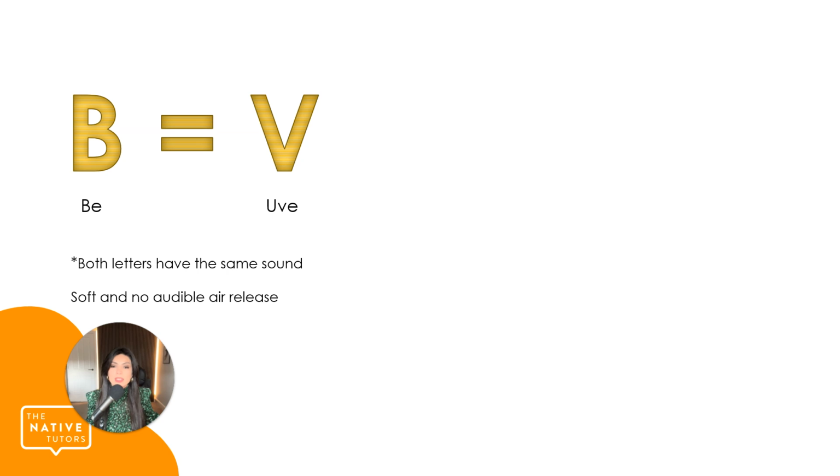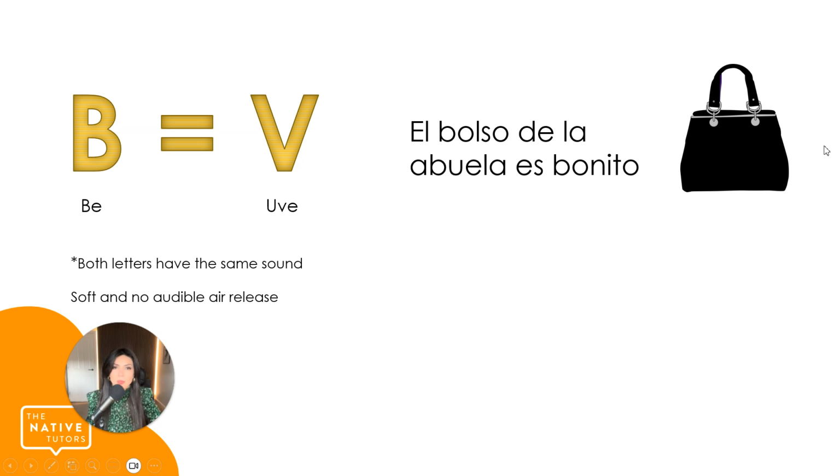So for example, this one is B. It has a few nicknames, if you want to call them that: B labial, B grande, big B. And this one is V, or sometimes referred to as B chica as well. But both of them should sound like a B. So let's read this example.